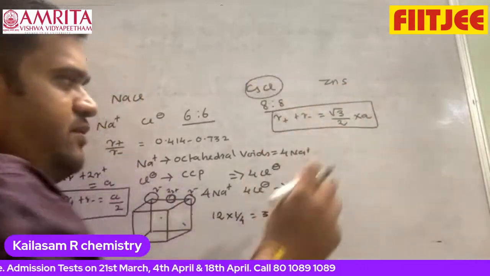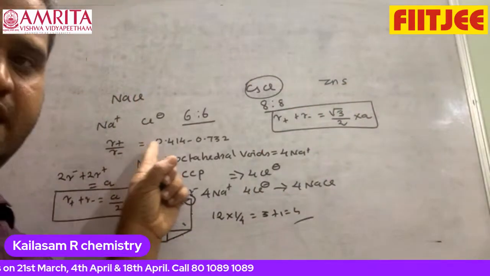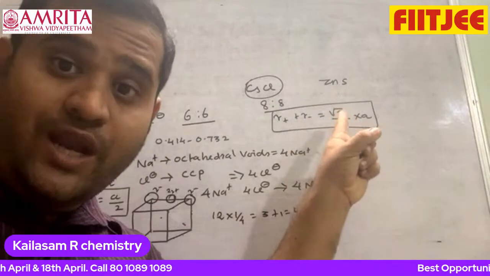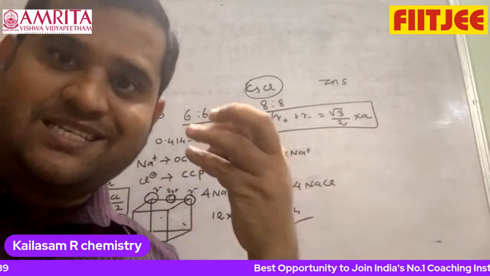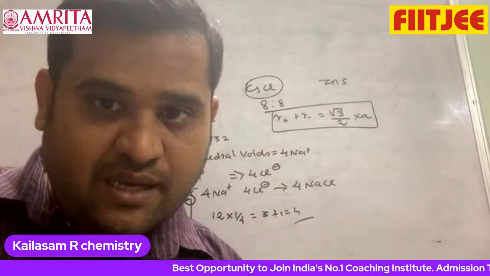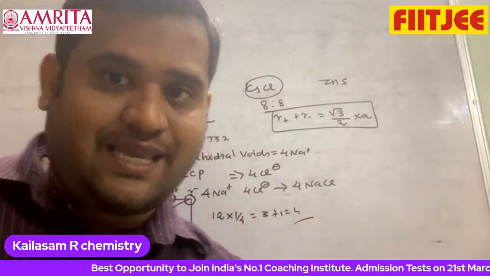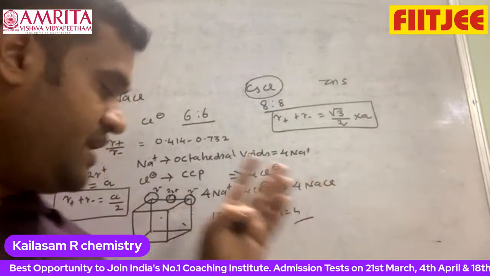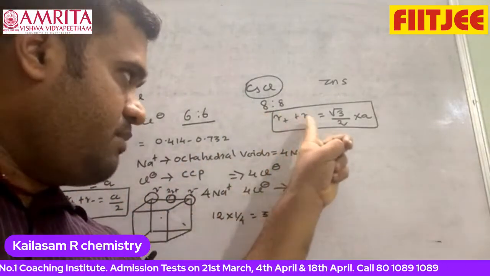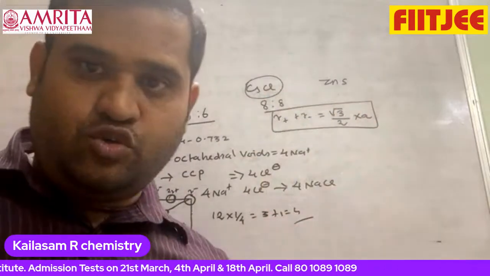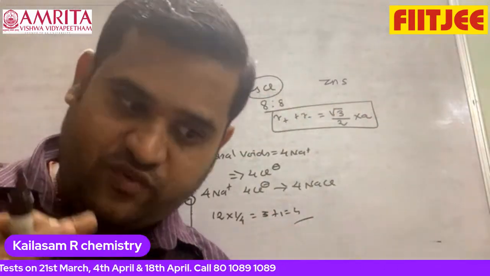Please keep it in your mind. This follows FCC. This follows PC. It's an ionic crystal. What I gave in the previous one is only for atom crystallizers, molecule crystallizers. Here we have ionic crystals. Ionic crystal means R plus plus R minus is a by 2 for NaCl. Here, R plus plus R minus is equal to root 3 by 2 into a. Now we'll go for the questions.